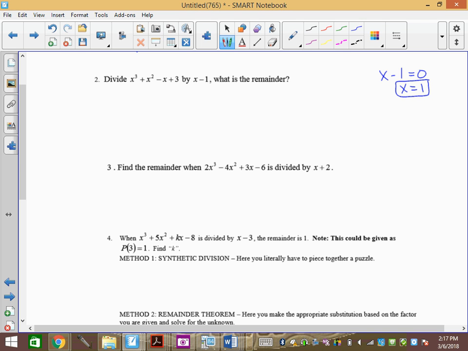So now I'm going to find P of 1. So the remainder theorem states if I take what x equals, I plug it in for all the x's, it gets me the remainder. So I'm going to get 1 cubed plus 1 squared minus 1 plus 3. So P of 1, 1 plus 1 minus 1 plus 3. So P of 1 equals what? 4. So what's my remainder?